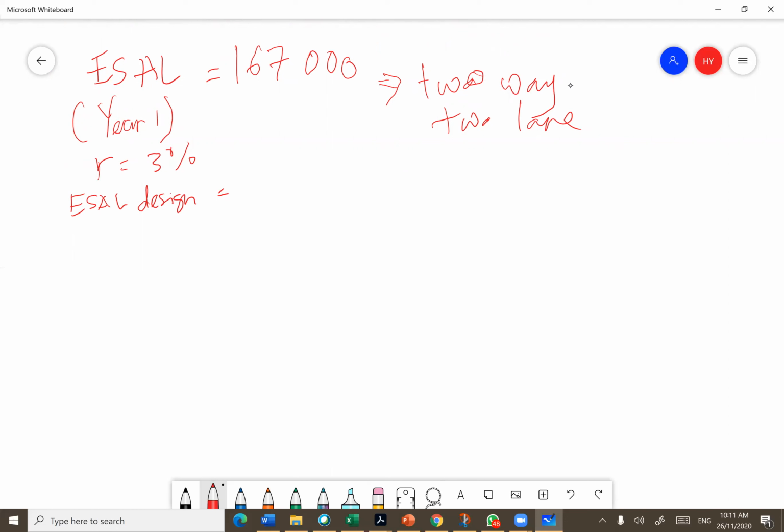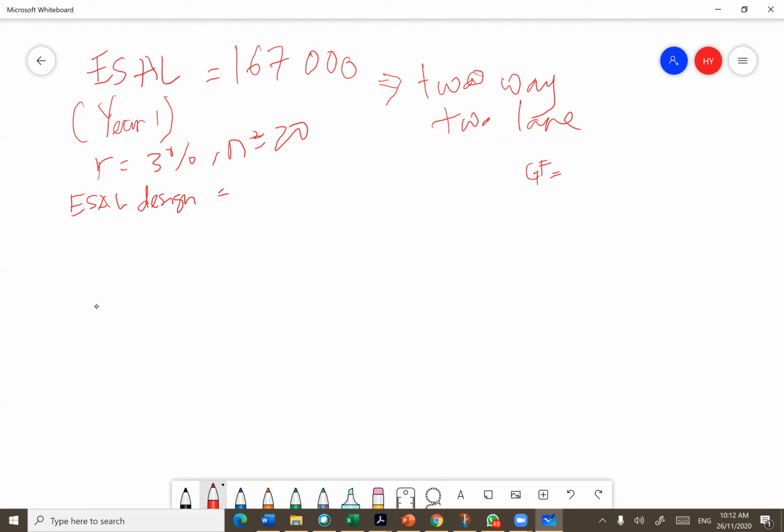So what do we need to multiply? Okay, the growth factor. You need to determine the growth factor. So for the growth factor, do you want to look at the table or calculate? You can look at the table as well, right? The N is 20 years. What will be the growth factor if R is 3% and N is 20 years?